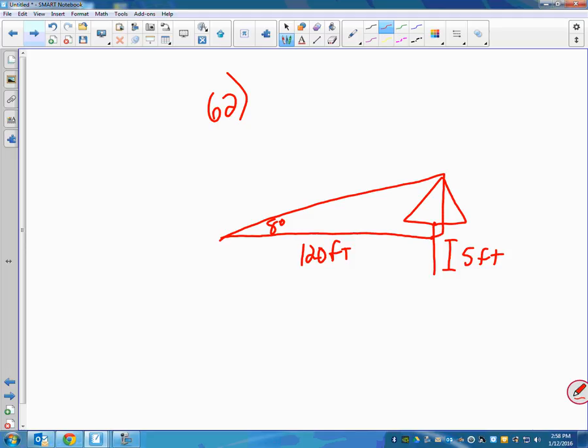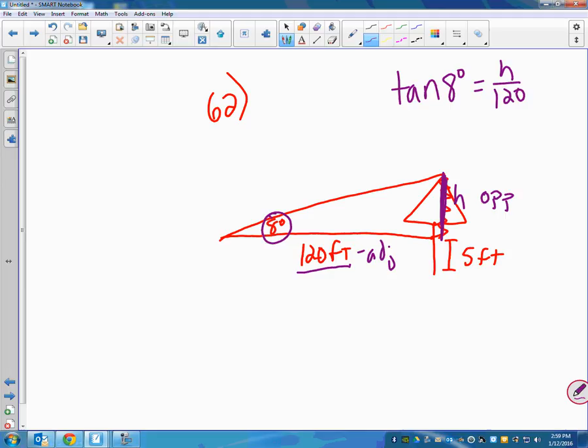But I think at first we got to find this area right here, right? So if I change the color there. So this I'm going to call my height. So again, if I use 8 degrees, the side I'm looking for across from it would be the opposite. And the side that I know down here would be the adjacent. So, trig function, opposite over adjacent, I could set up that the tangent of 8 degrees is h over 120.